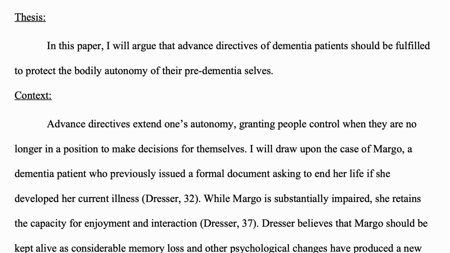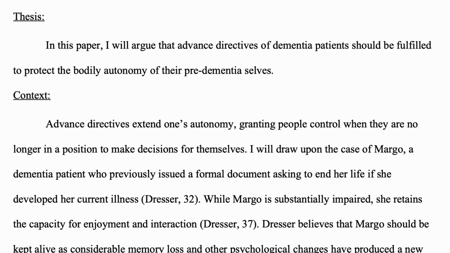Okay, so what I'm going to do is I'm just going to read a paragraph and then talk about the paragraph. One of the things that immediately stands out about this student is that the paper is organized very clearly. The first section is called thesis, and it says, in this paper, I will argue that advanced directives of dementia patients should be fulfilled to protect the bodily autonomy of their pre-dementia selves.